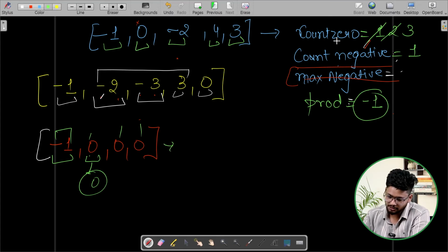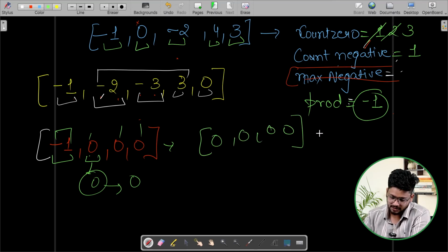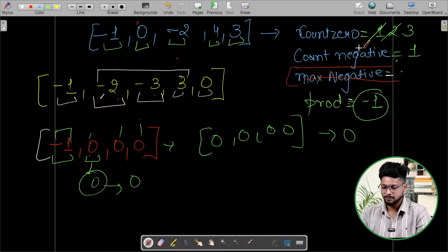In this we have to check that if there is only one negative number and all other elements are 0, then we have to put the answer as 0. And also we have to manage one more case: if all the elements are 0, then also we have to put 0 as well. So now I think all the edge cases are complete. Now let's see the code as well.